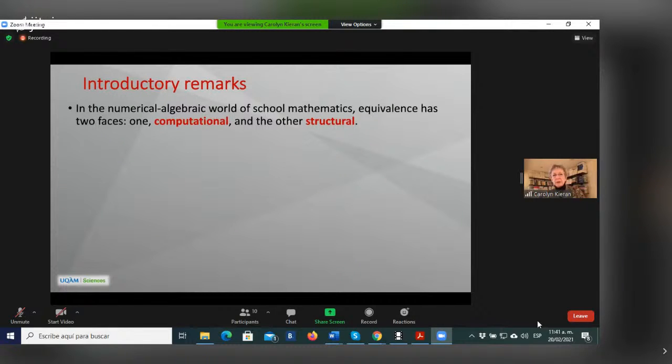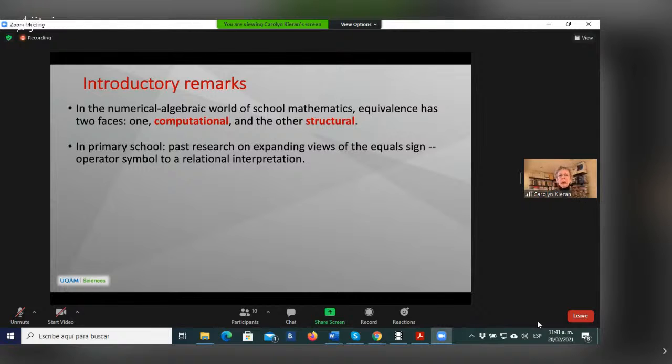By way of introduction, I want to say first that in the numerical algebraic world of school mathematics, equivalence has two faces, one computational and the other structural. And in primary school, much of the past research has focused on expanding students' views of the equal sign, and the emphasis has either been on students' use of the equal sign as an operator symbol or relationally, and with the passage from one to the other.